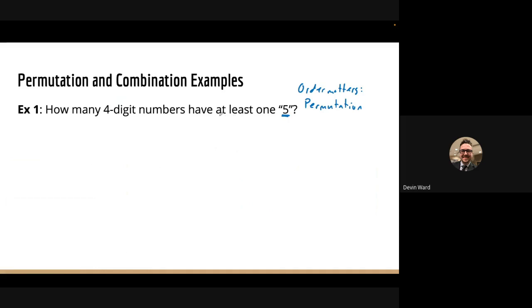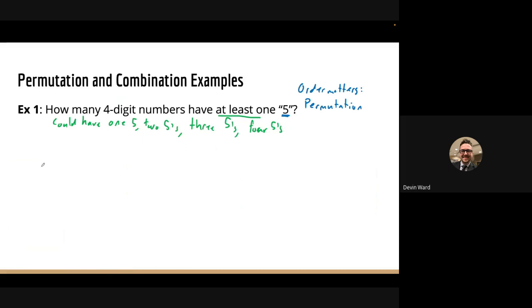I'll break this down into different colors. At least one means that you could have 1 5. Just to avoid confusion, I'll write out the numbers here. You could have 2 5s. You could have 3 5s, or because it's a 4-digit number, we could even have 4 5s. Okay.